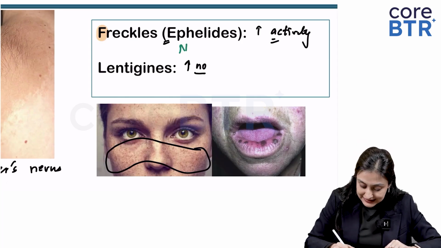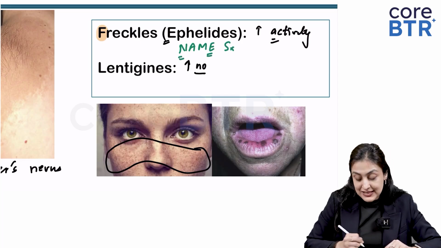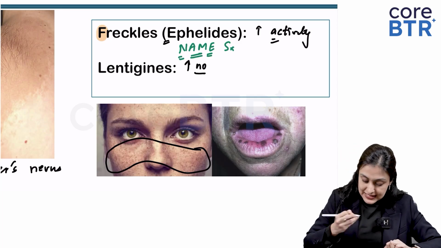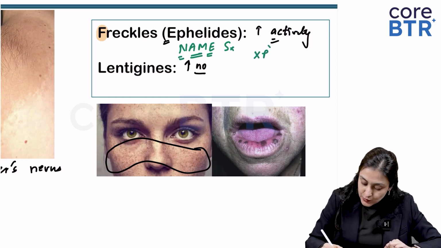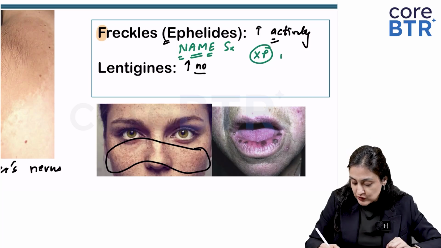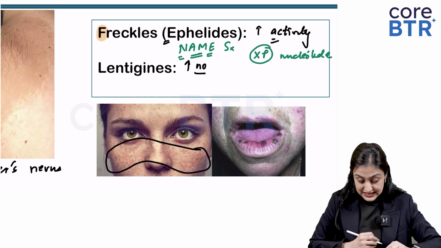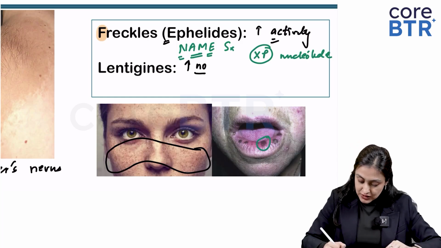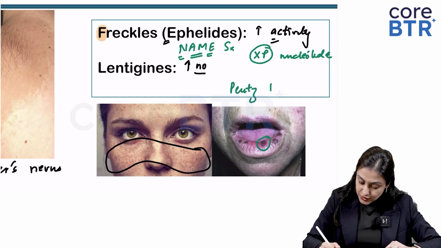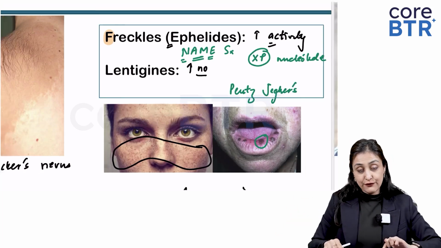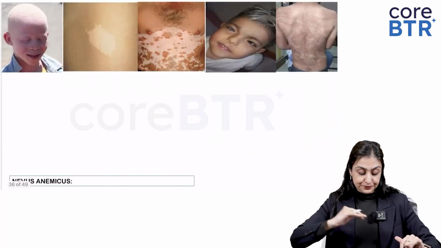This we study in NAME syndrome: nevi, you have ephelides, and what is AM? Atrial myxoma, right? So these are ephelides, commonly seen in xeroderma pigmentosum, which is a nucleotide excision repair defect, right? So that's activity. Lentigines we have studied in Peutz-Jeghers, right? You can see these lentigines which are present in the mucocutaneous area around the lip. So this is freckles and lentigines.